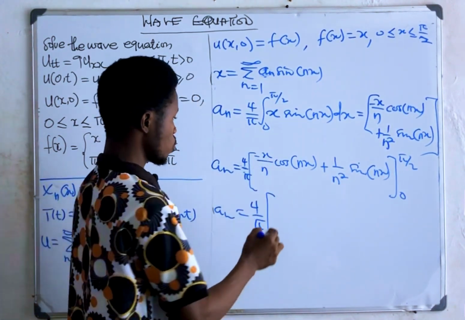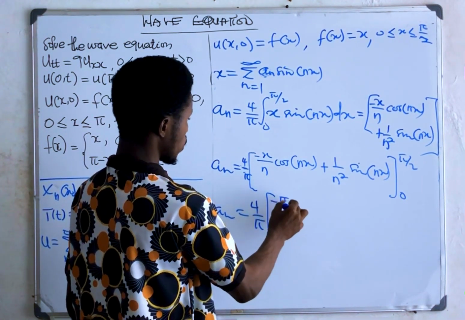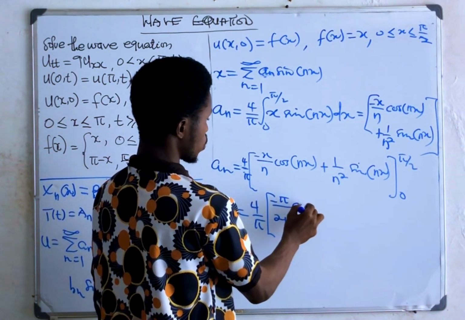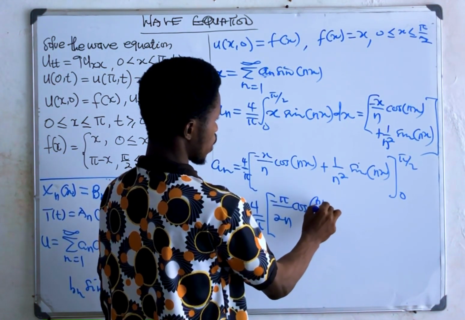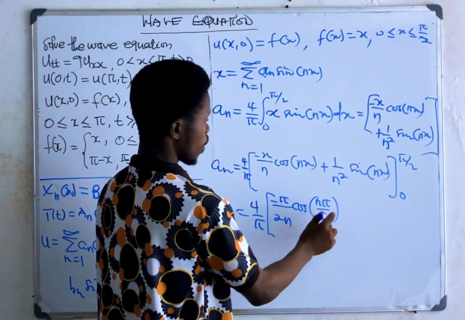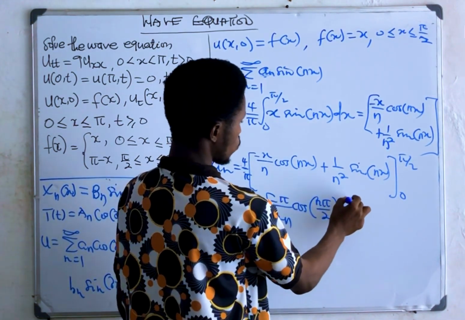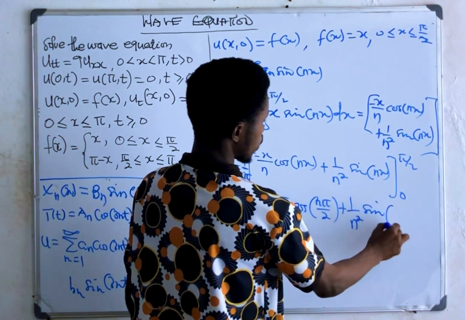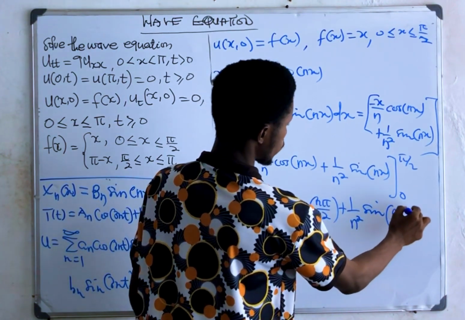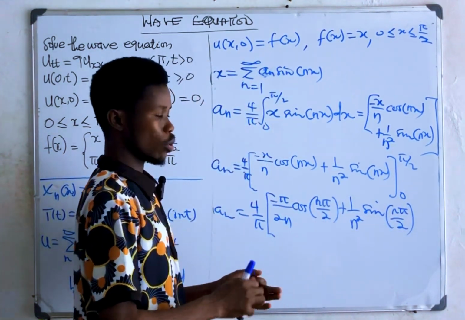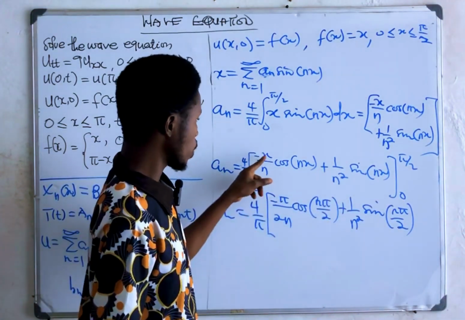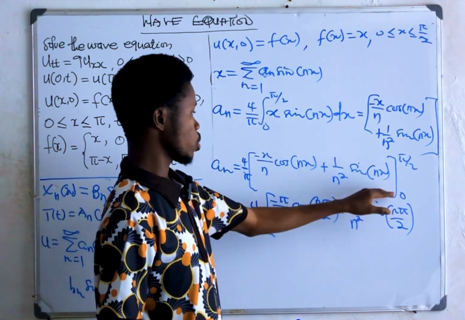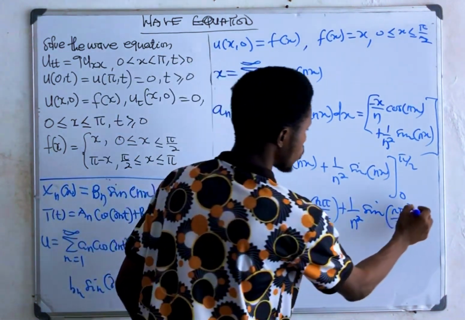Remember, if I put pi over 2, this place is going to be negative pi over 2n, right? Here is going to be cos, brackets open, n pi over 2, plus 1 over n squared sine n pi over 2. Now look at what is going to happen. Minus the lower limit. If I put 0 here, 0 multiplied by the cos, everything here goes to 0. Sine 0 is 0. So here I don't need to bring that. So this is what I'm going to have.